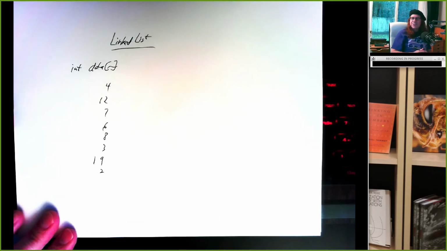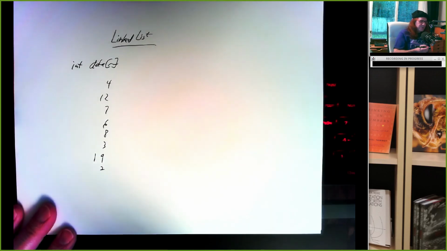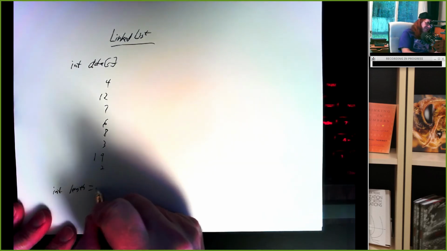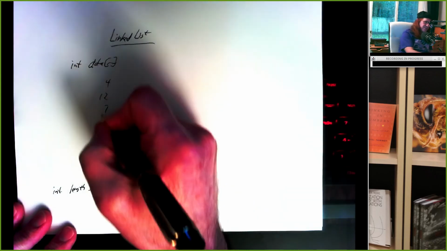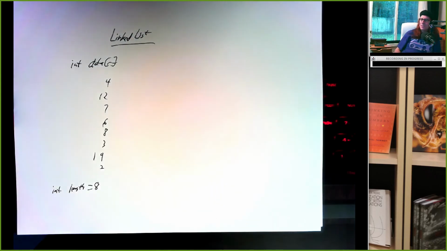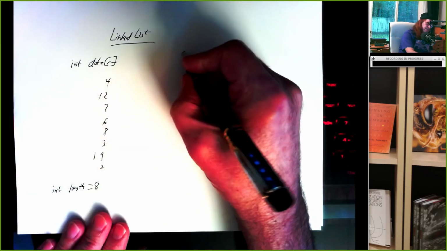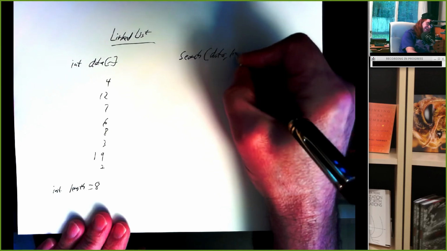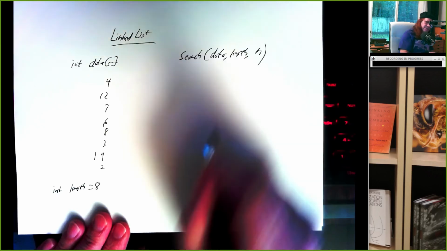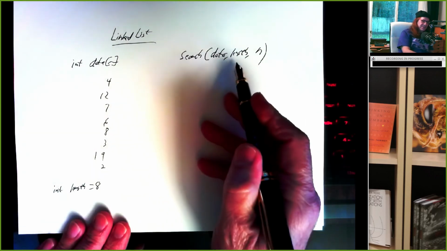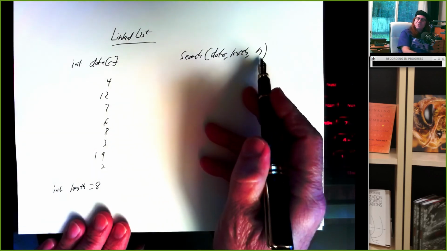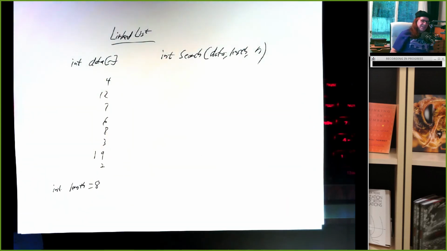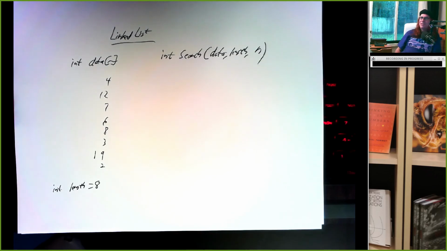And remember, with arrays in C, we don't know what their length is unless we record it somewhere. So I'm going to store a length integer and set it equal to 8, to say we've got 1, 2, 3, 4, 5, 6, 7, 8 pieces of data in here. Suppose I have a search function, which I pass the data array, the length of the array, and the number I'm searching for. It should return either a 1 saying I found that number n, or 0, I did not find that number n.